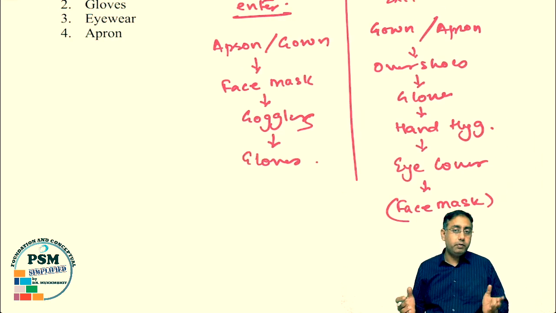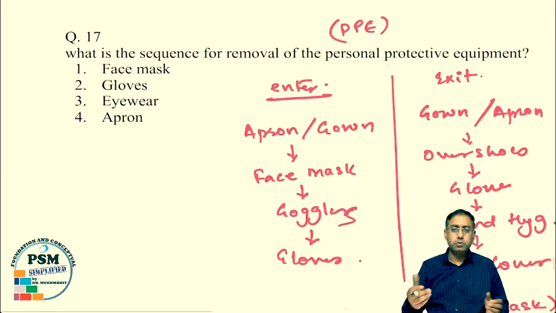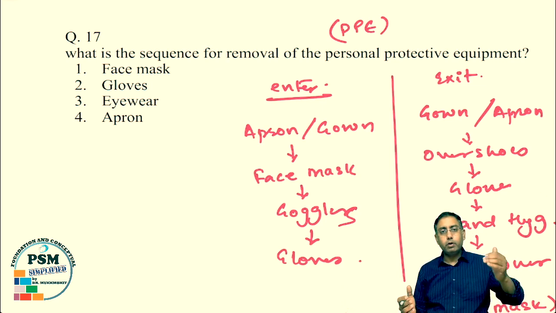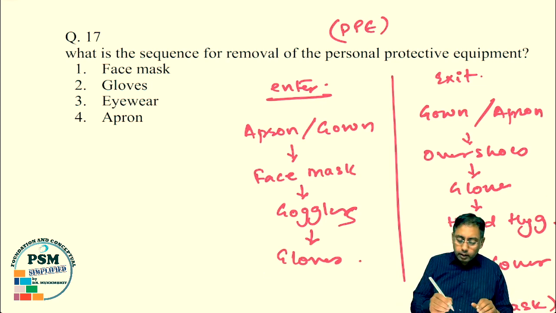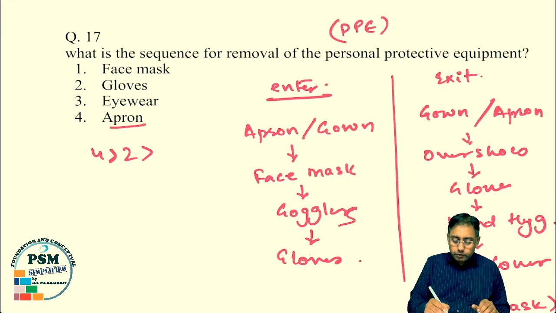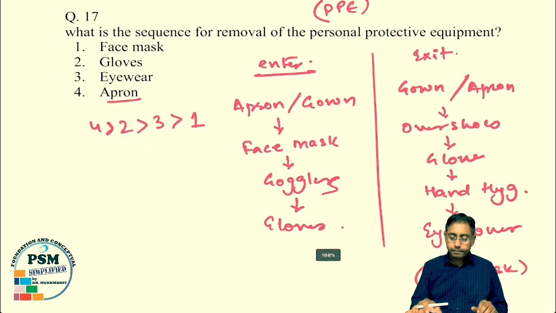So that's the way we have the CDC or the WHO guidelines for removal of the personal protective measures. That's what this simple question was: what is the sequence for removal of the personal protective measures? First, we will remove the apron, so 4 goes first. Followed by that, you will remove the gloves. Followed by that, we will remove the eye cover, and followed by that, we will remove the face mask. So that's how we remove it: 4, 2, 3, and 1.